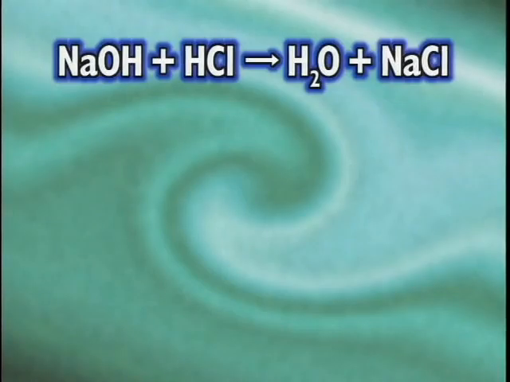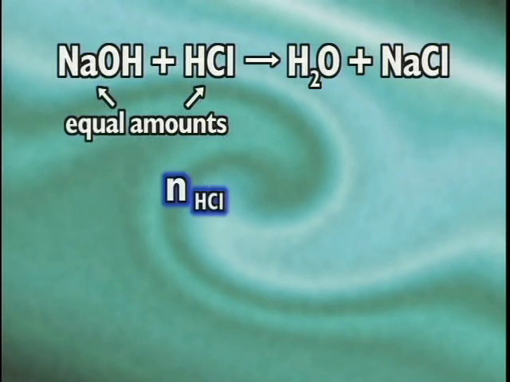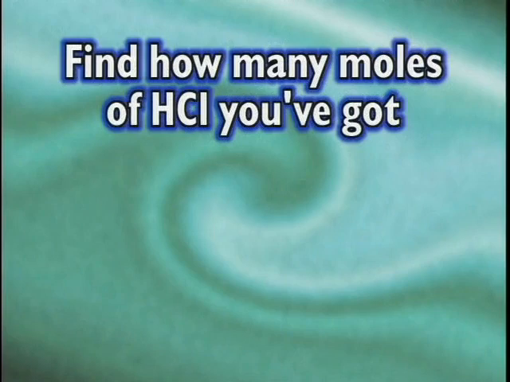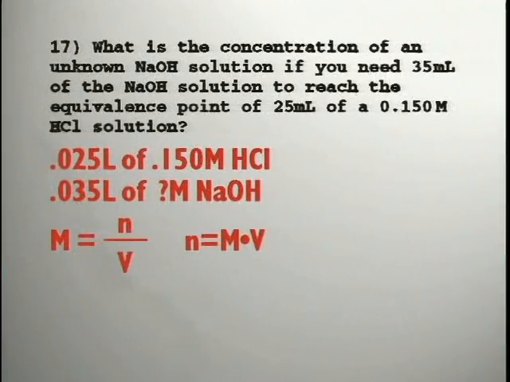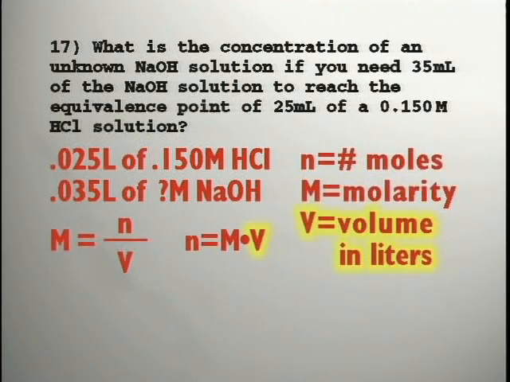First, check out the balanced equation. It shows NaOH and HCl in equal amounts. That means that the number of moles of NaOH you have will equal the number of moles of HCl. So, find out how many moles of HCl you've got, and you know how many moles of NaOH you've got. We have enough information to find how many moles of HCl we have, so we can figure that out and apply our result to the NaOH. Convenient, huh? Here's the equation to find moles again. N, the number of moles, equals the molarity, capital M, times the volume in liters.